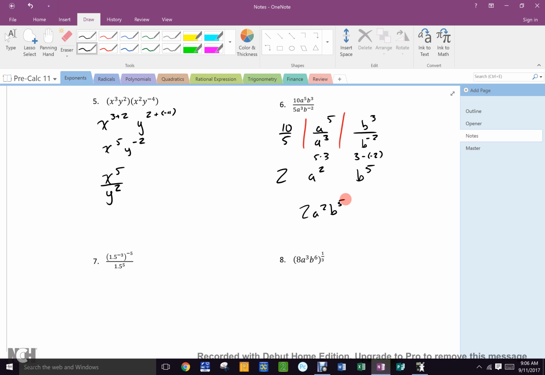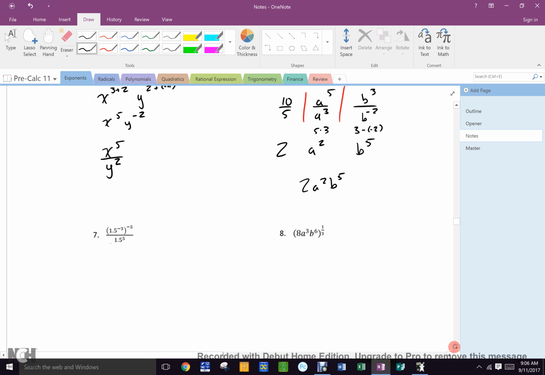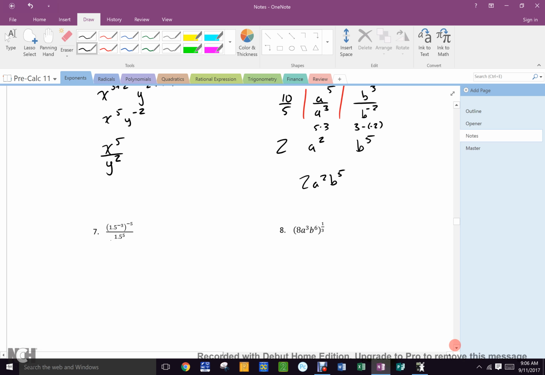Yeah? What about the next one? Oh, looks weird. Does anything change? Nope. What happens over brackets? Multiply. Negative 3 times negative 5. What's that? Positive 15. 1.5 to the 15th over 1.5 to the 5th. Now what? Subtract. 15 minus 5. 1.5 to the what? 10th. Easy peasy lemon squeezy. All in our heads, no problem.